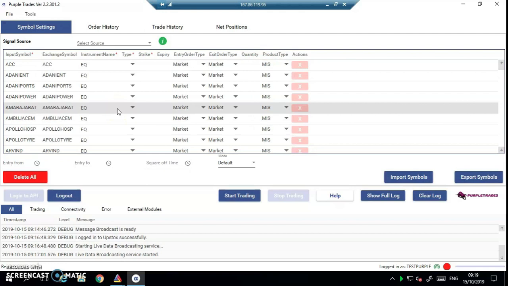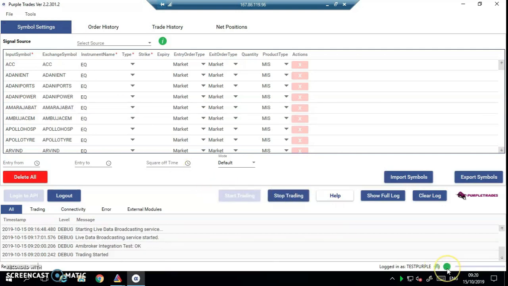I'm using Upstocks accounts. Upstocks gives me around 20 times leverage. So that way if I'm investing 10,000, it will become 2 lakh for a day, because 10,000 into 20x will become 2 lakh, and accordingly I will have a power of 2 lakh rupees worth of shares to buy and sell. So then I'll click on start trading, log in into my account, I'll click on start trading. And now I'm ready to receive signal.